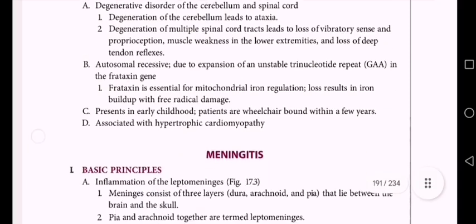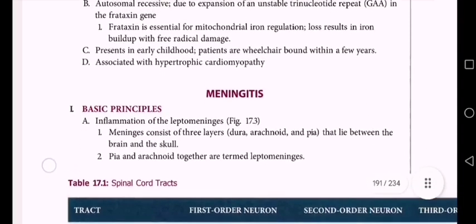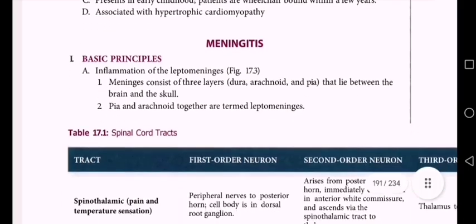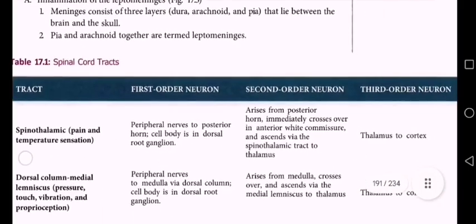Let's move on to meningitis, starting with the basic principle. It is inflammation of the leptomeninges. The meninges consist of three layers, dura, arachnoid, and pia, as we all know, and they lie between the brain and the skull. Pia and arachnoid together are termed leptomeninges.